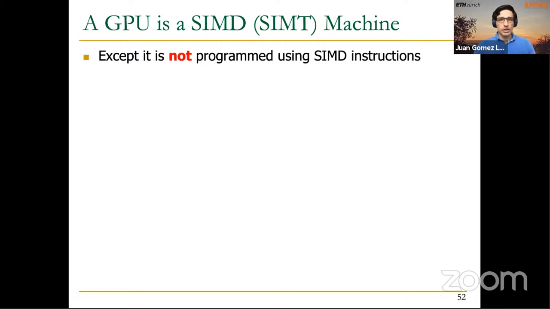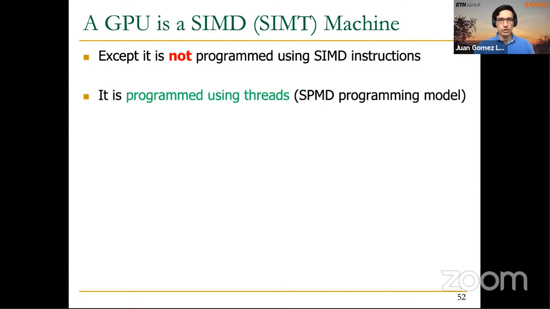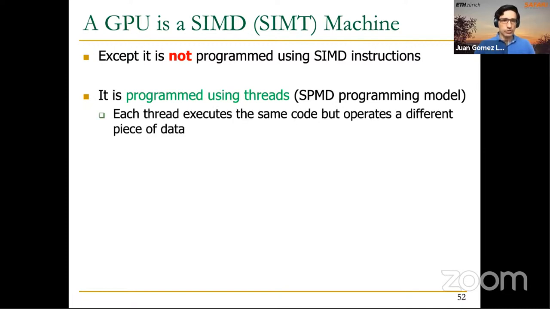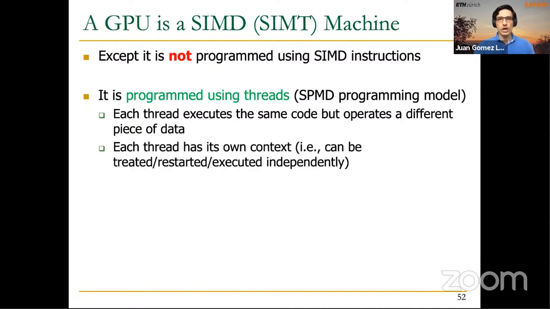The main difference with a conventional SIMD processor is that we don't program it using SIMD instructions. We program it using threads, following an SPMD programming model. Each thread executes the same code, the same program, but operates on a different piece of data. And because we are using threads, each thread has its own context. Each thread, in principle, can have its own PC, its own registers, and so on.